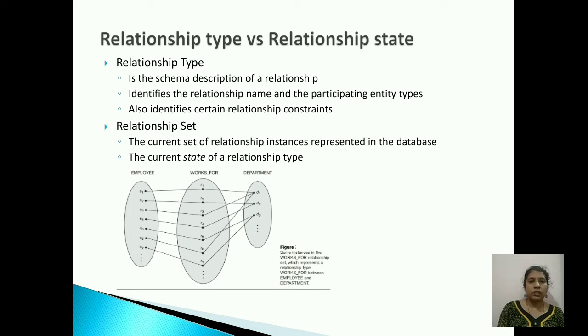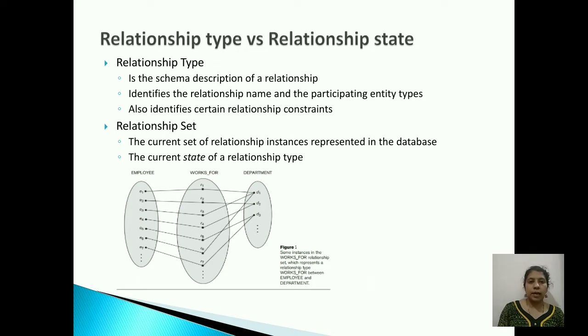Now what does it mean by relationship set? The current set of relationship instances represented in the database is called a relationship set. Like entity set, where the number of instances or records we have in the database gives you the entity set, similarly relationship set means the current state of the relationship type in the database.